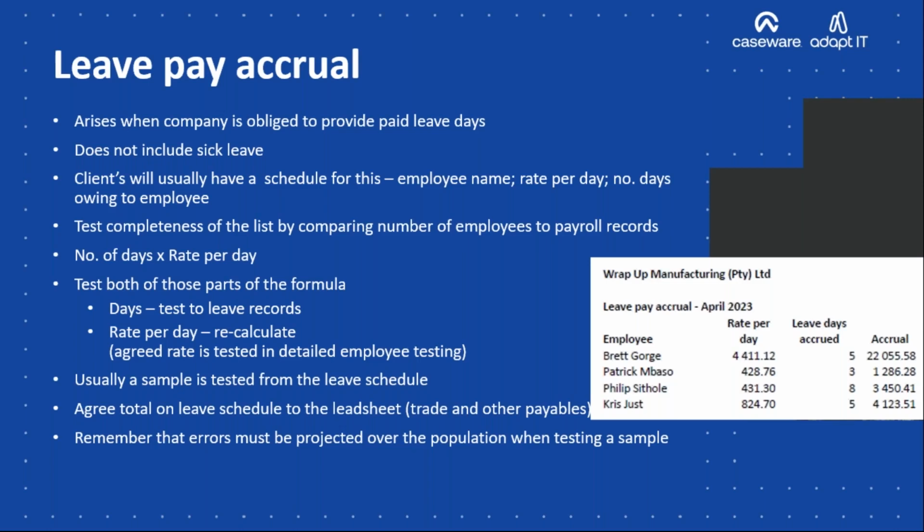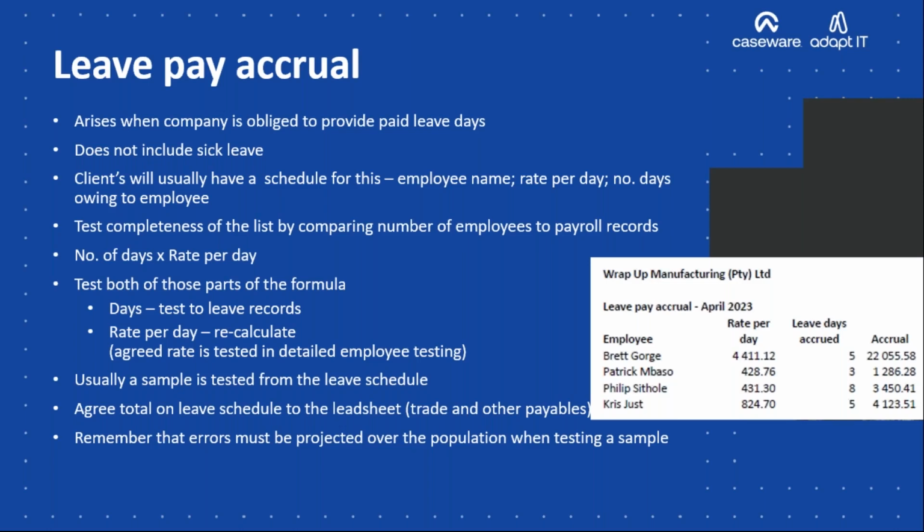For both parts of the formula, days are tested to leave records, and rate per day you can recalculate or agree, which is tested in the detailed employee testing. So you've seen, I've got the listing from the sample from Wrap-up Manufacturing. It had the rate per day. Usually, in most firms, you will have a sample which is tested for your leave schedule. If you're using Caseware IDEA, you can perform 100% testing within seconds.